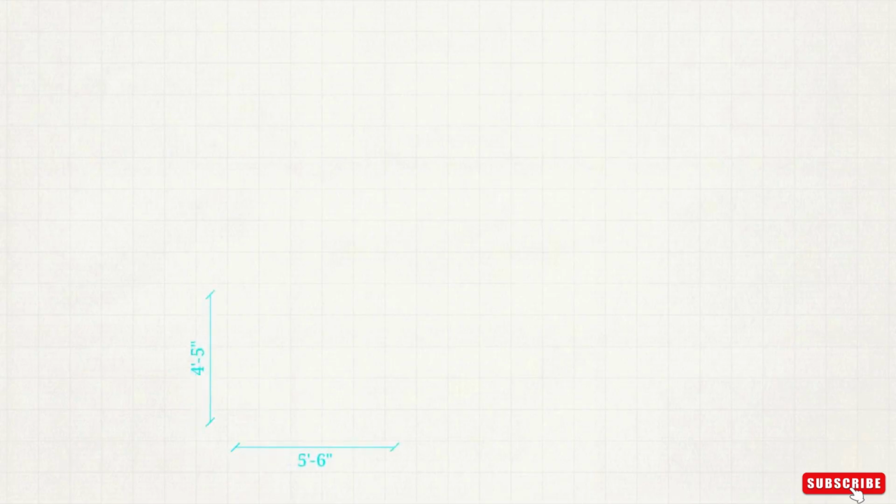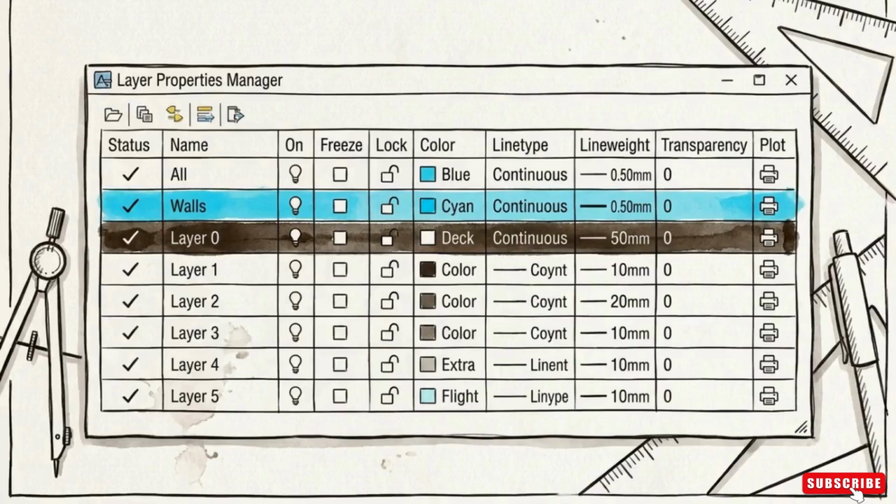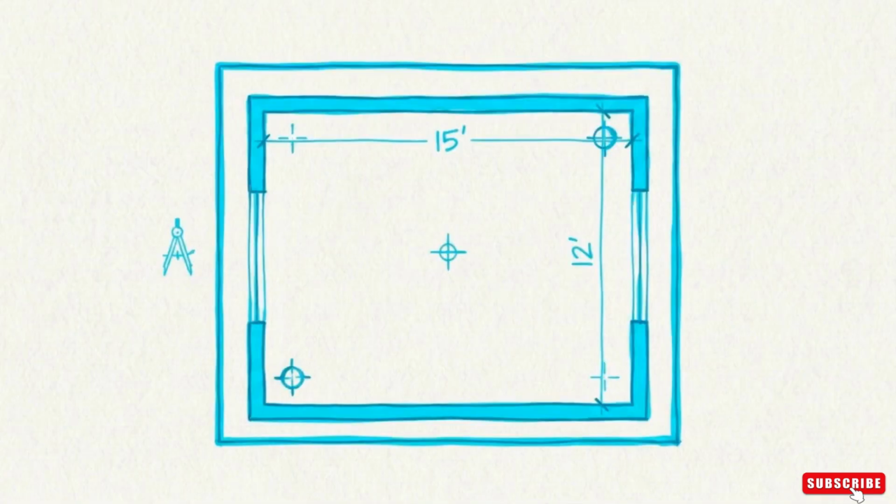Use the Rectangle command to draw a 15-foot by 12-foot boundary, then use the Offset command to pull the lines outward for the wall thickness. Open your Layer Properties Manager and create a dedicated layer named Walls. Assign your boundary lines to this layer rather than leaving them on Layer 0.